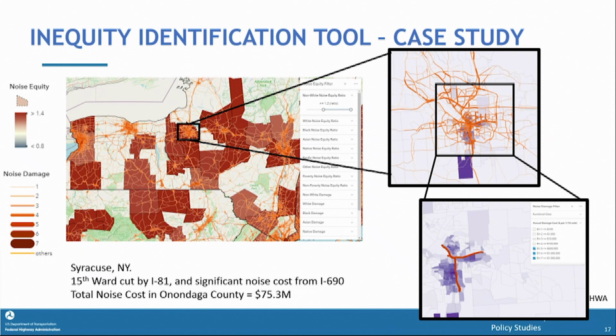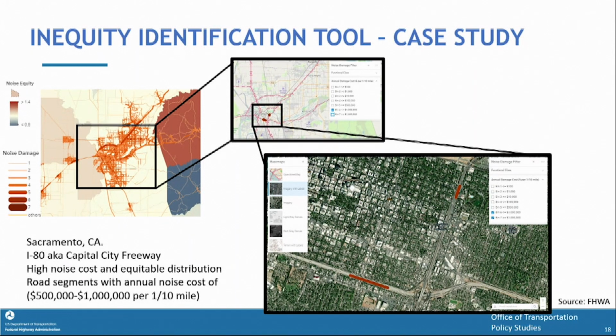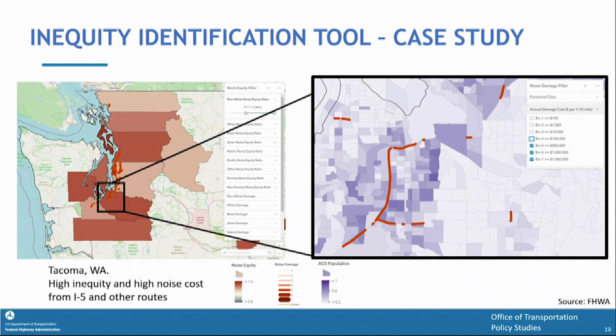So for instance, you can filter which counties are shown that have a noise equity ratio higher than a certain value, as well as filtering for the magnitude of the noise damage for each road segment to understand which roads should we target, which areas have high inequity. So in the bottom right, we can see we filtered for roads that have greater than $500,000 per 1/10 of a mile, which are clearly good candidates for some sort of noise mitigating procedure. I have a couple more case studies, but for the sake of time, we'll jump right into the tool.